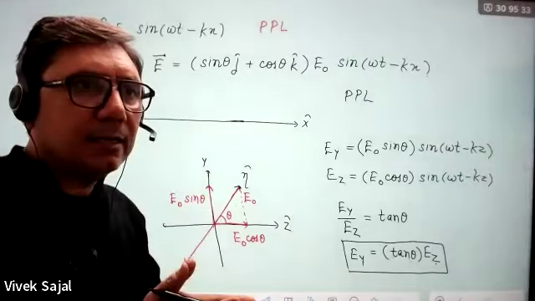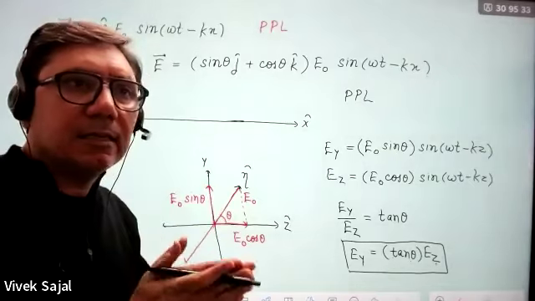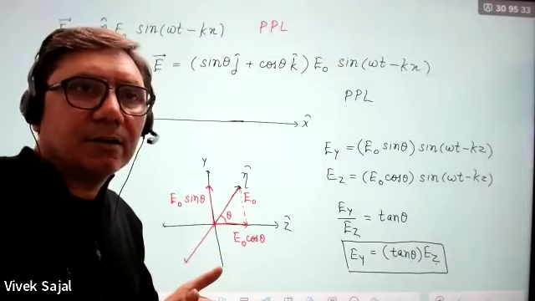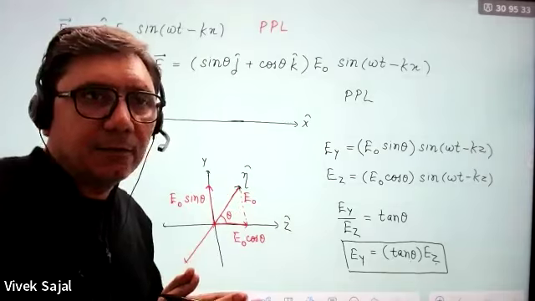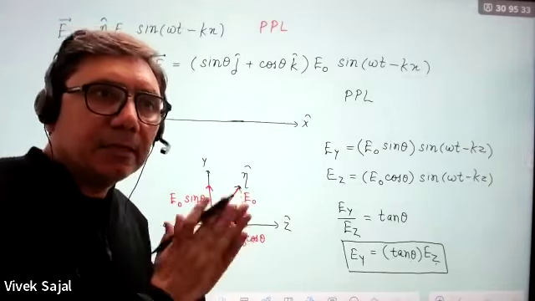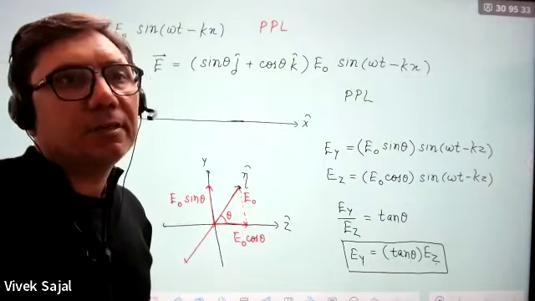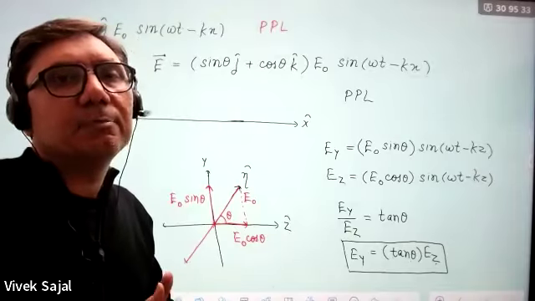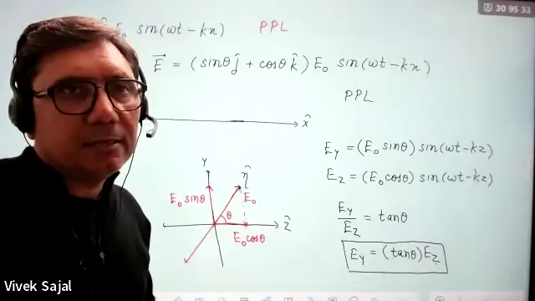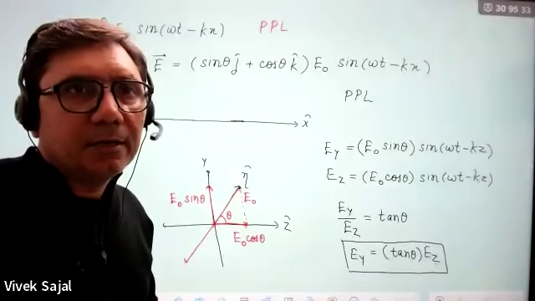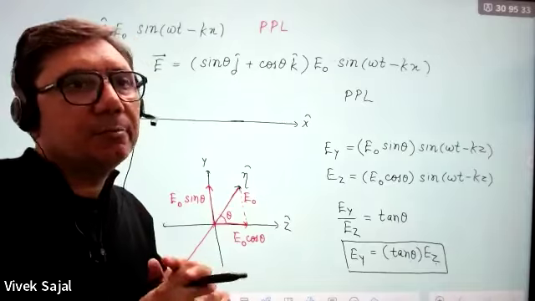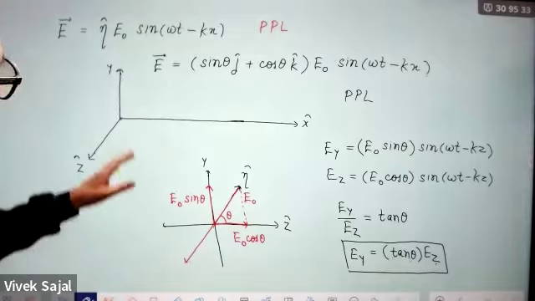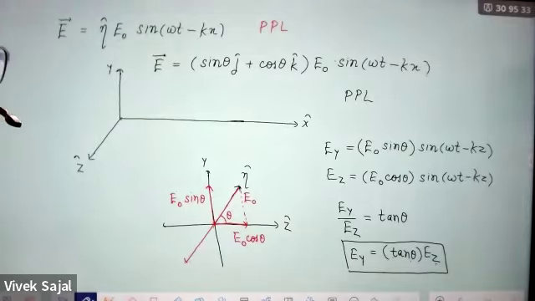So for plane polarized light, it's not necessary that all the electric vectors should oscillate along the x-axis, along the y-axis, or along the z-axis. Whatever plane is there, in the same plane all the electric vectors should be confined. That type of electromagnetic wave or light wave is called plane polarized light. So first thing is this. This is another way to represent plane polarized light.